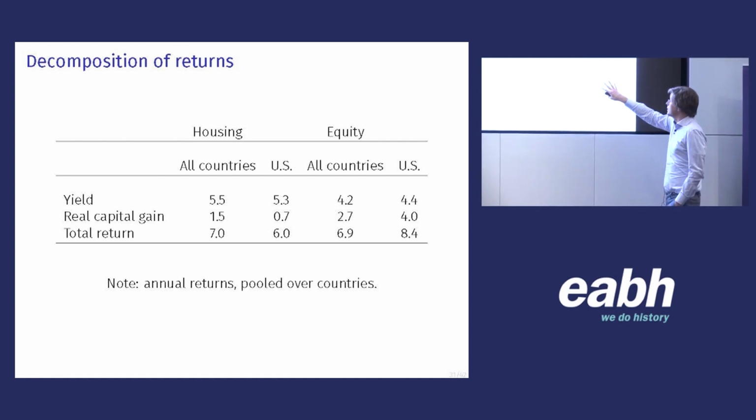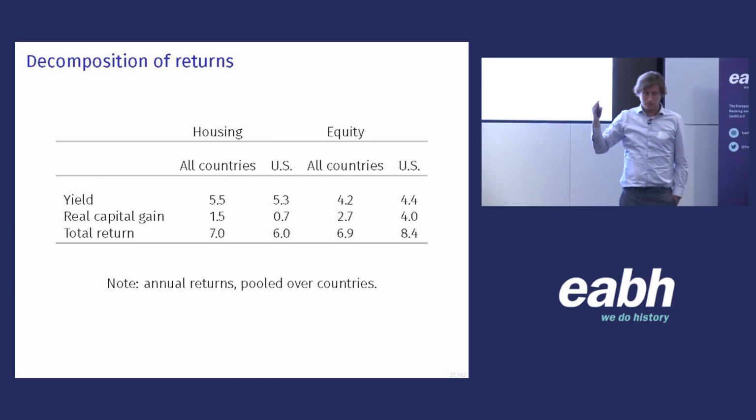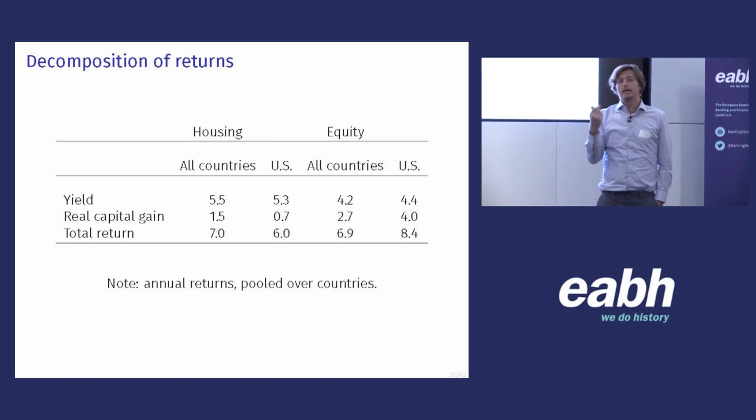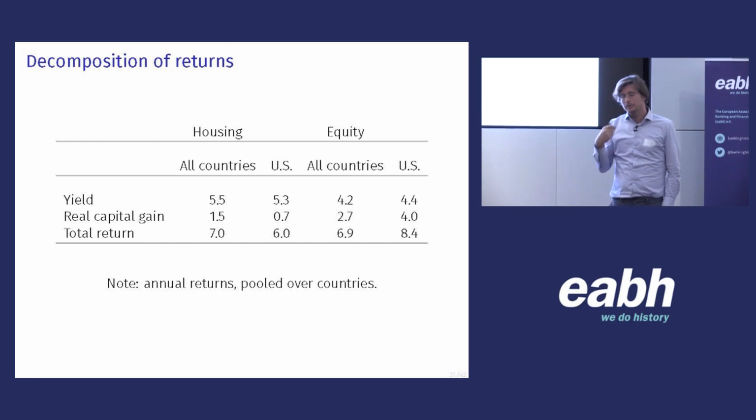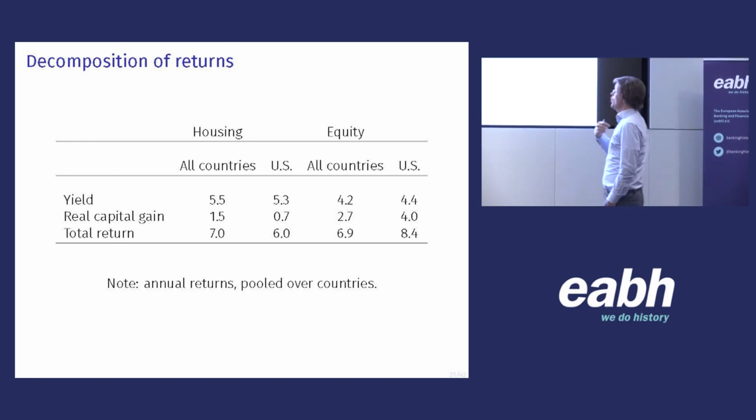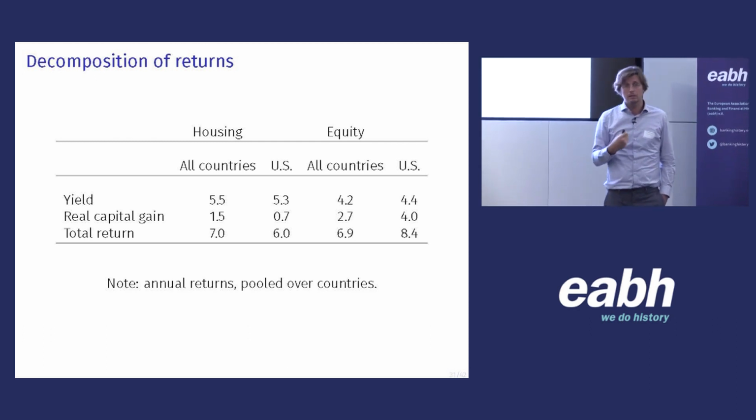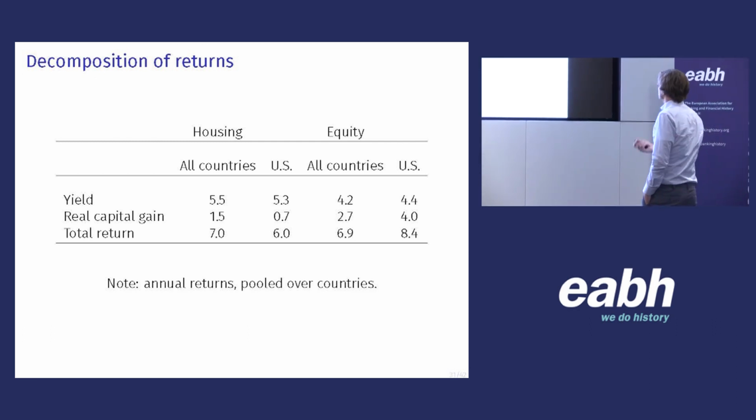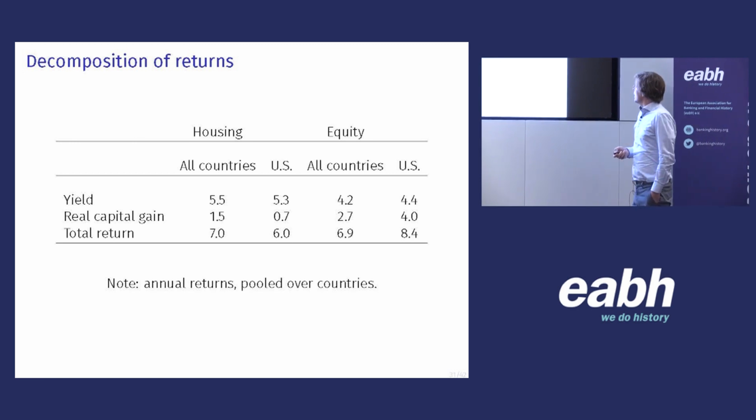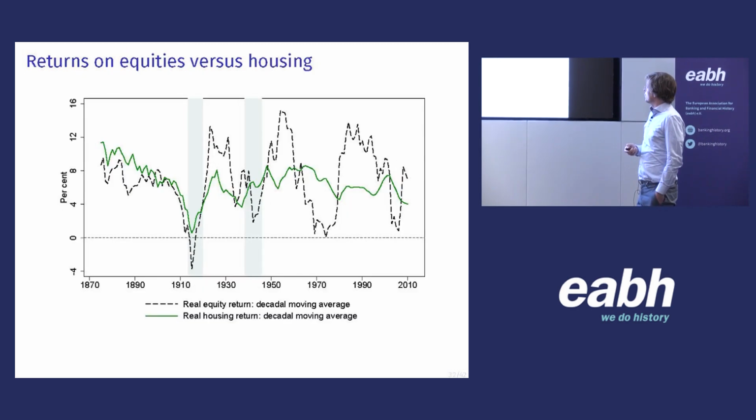You see a similar pattern in the other countries, so it's important to keep in mind that the real capital gain in housing is lower than in the equity market, but the rental yield tends to be higher than the dividend yield, leading in the aggregate to comparable long-run returns.